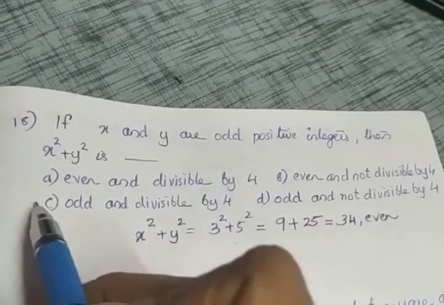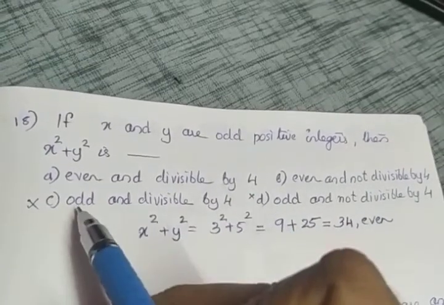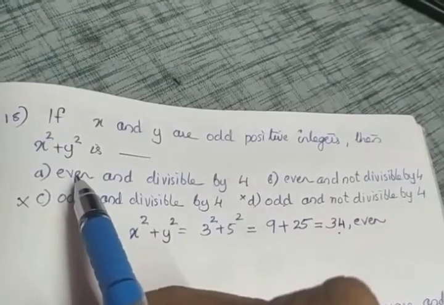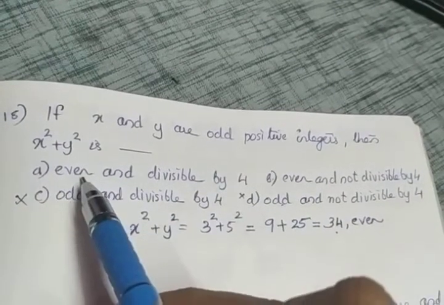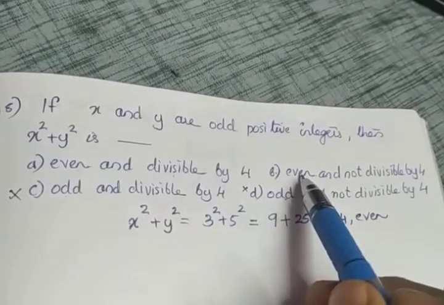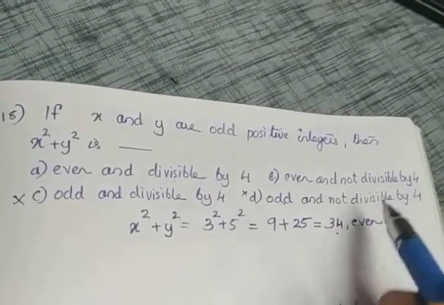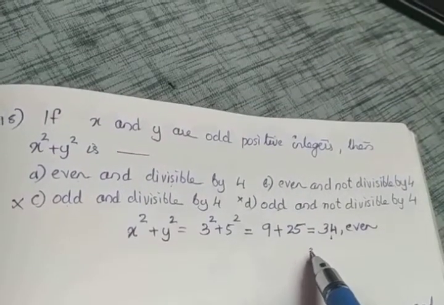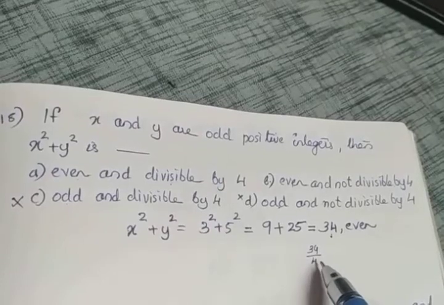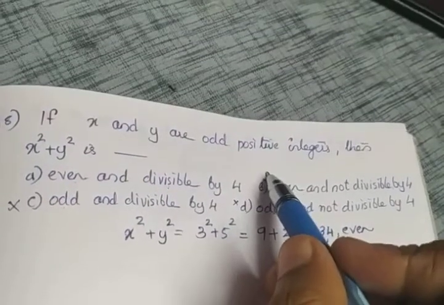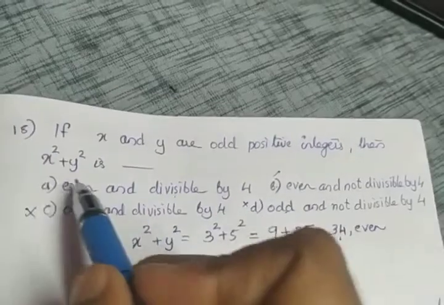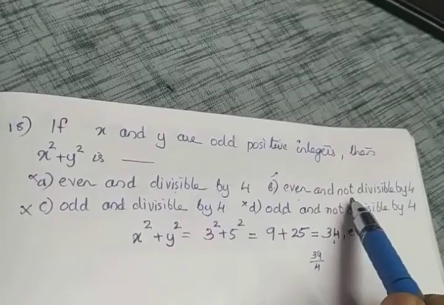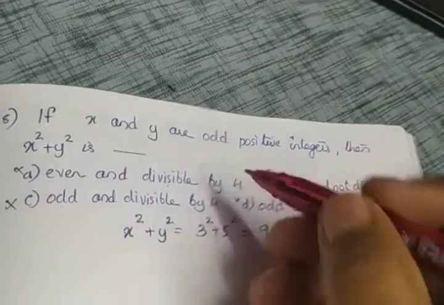Okay, so we can avoid option C and D. Why? Because it says that it is odd number. And 34, the other options which are available are A and B. A says even and divisible by 4. B says even and not divisible by 4. When we took the first example itself, we got that 34 is even. And can we divide 34 with the 4? Is 34 divisible by 4? No. So we have to avoid this option. So what will be the correct option? Even number and not divisible by 4. So the answer is option B.